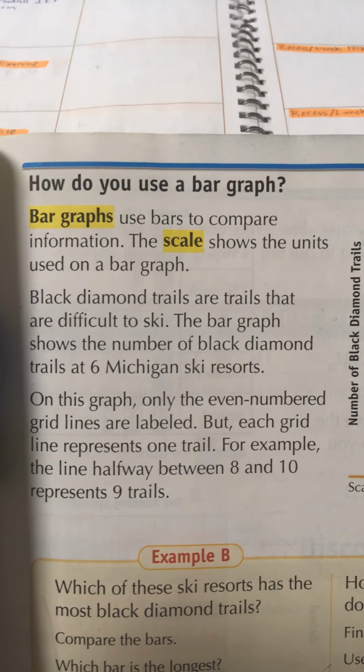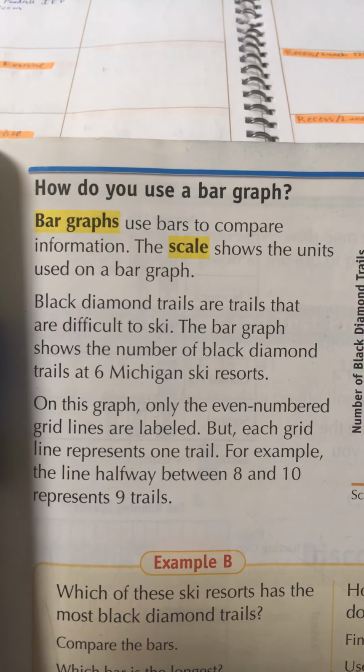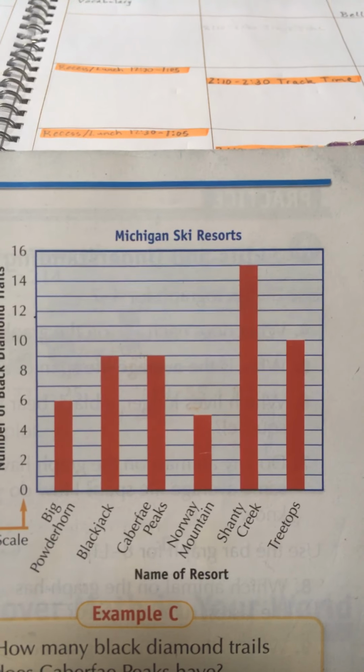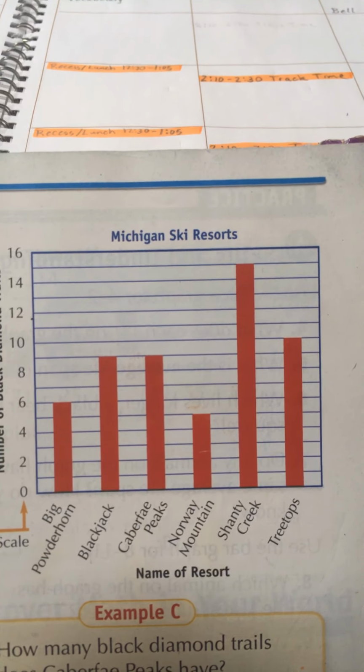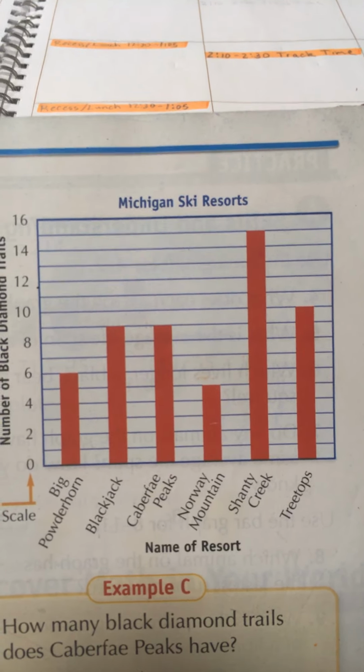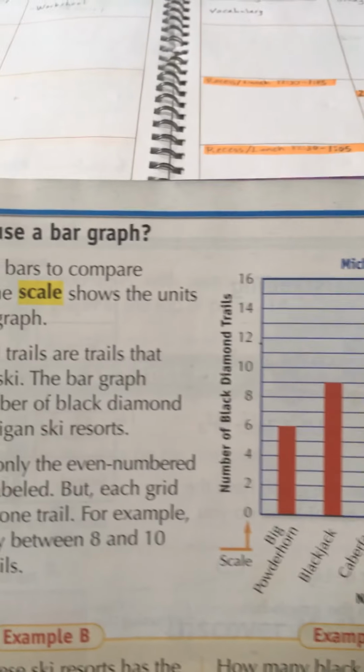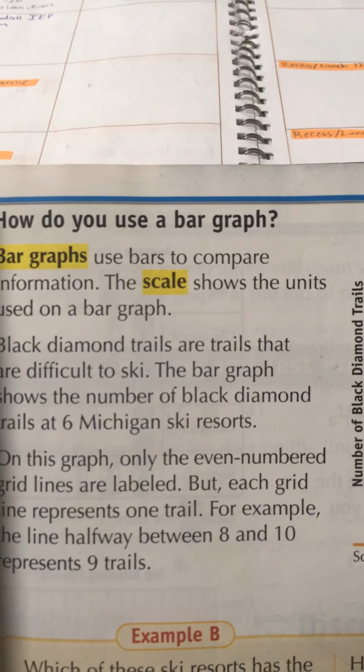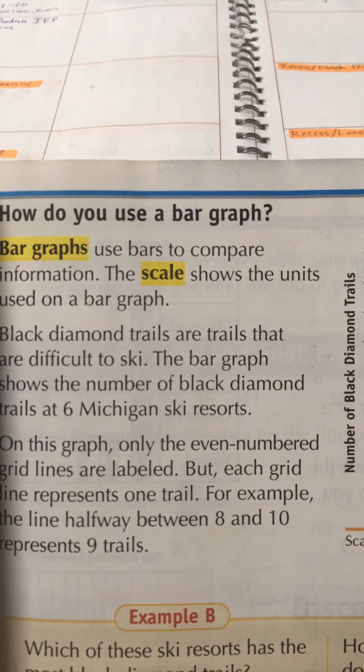Okay, so let's just take a look at a bar graph and see if we can see the bars. By bars they mean rectangles. Take a look at all the red rectangles. They're known as bars on a bar graph. Now the other part says the scale shows the units used on the bar graph.